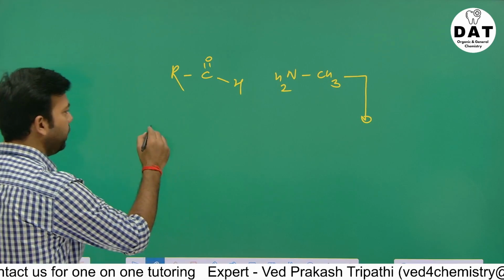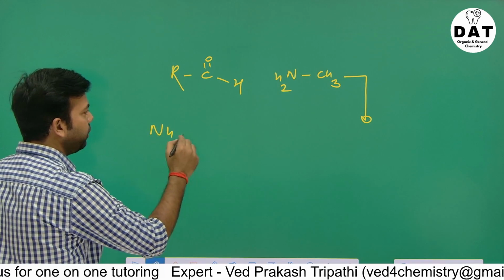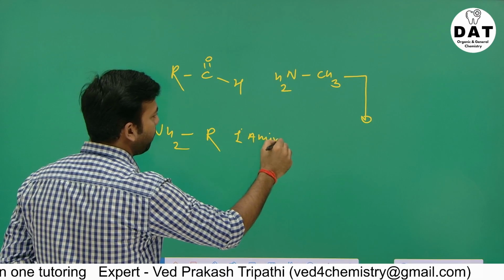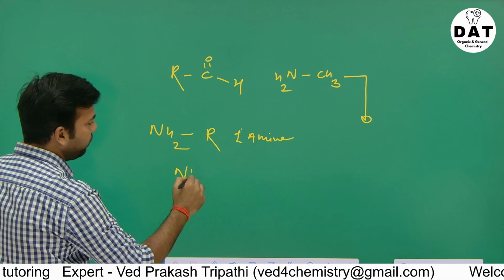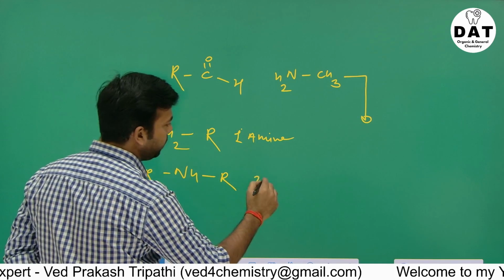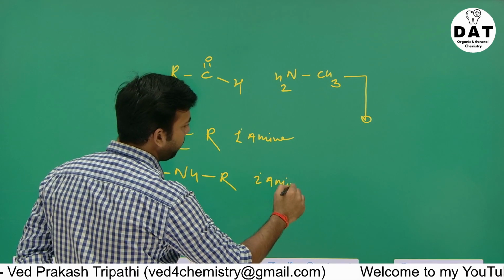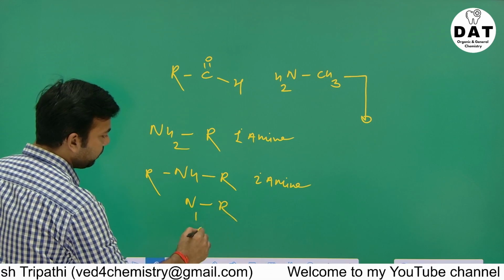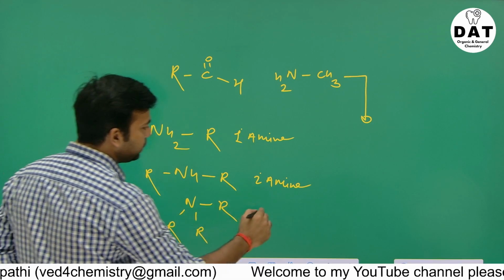Look at here. When nitrogen is directly bonded with one carbon chain, this is called a primary amine. And when nitrogen is bonded with 2 carbon chains, this is called a secondary amine. And when nitrogen is bonded with 3 carbon chains, this is called a tertiary amine.